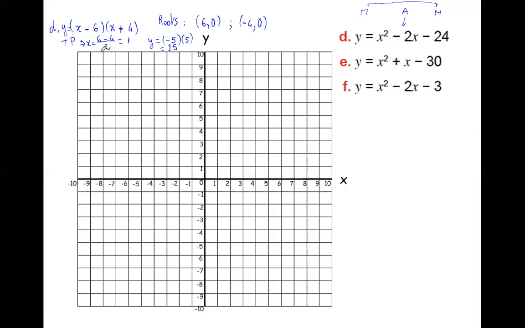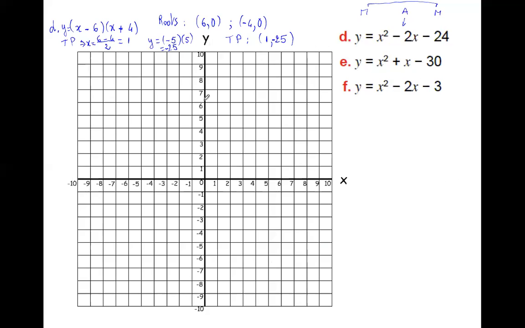Okay, so I've got my turning point happening at 1, 25. Is that correct? Negative 25. I've got negative 5 here, guys. Negative 25.